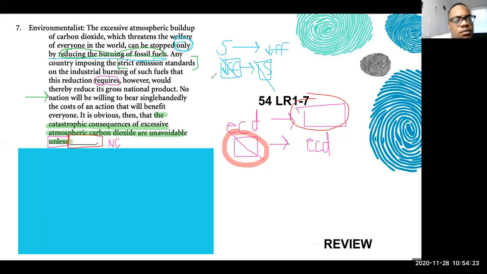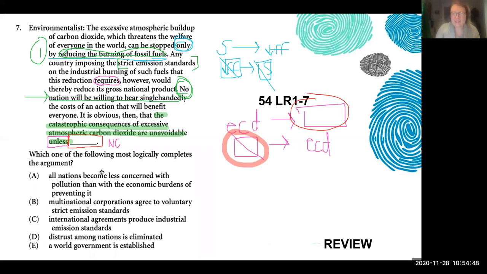Yes. Yeah. So all of these are necessary or needed, right? Because no nation will be willing to do it single-handedly. So if no nation will do this single-handedly, if we want to accomplish this, we're going to need more than just one, correct? So you need many. Many. Yeah, because some is just at least one. Right. All right, so go ahead and take a minute and look at these answer choices and put your answer in the chat.